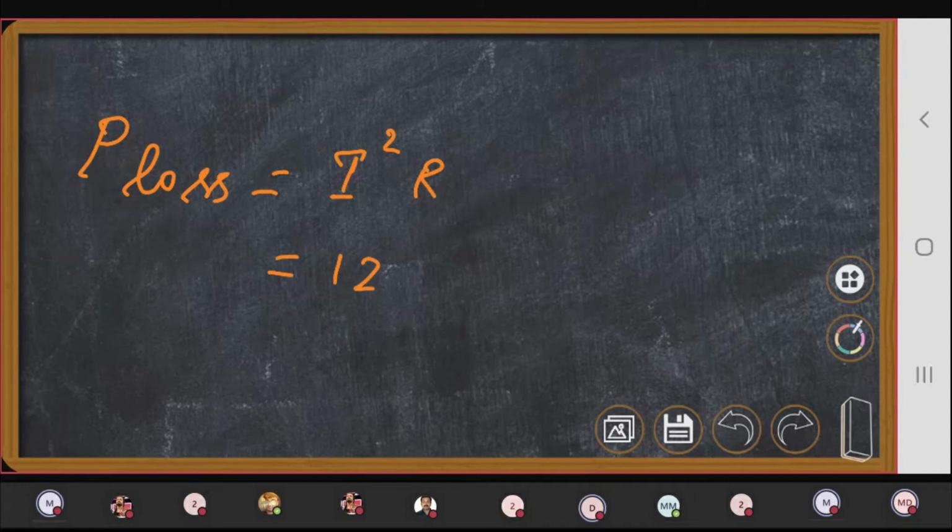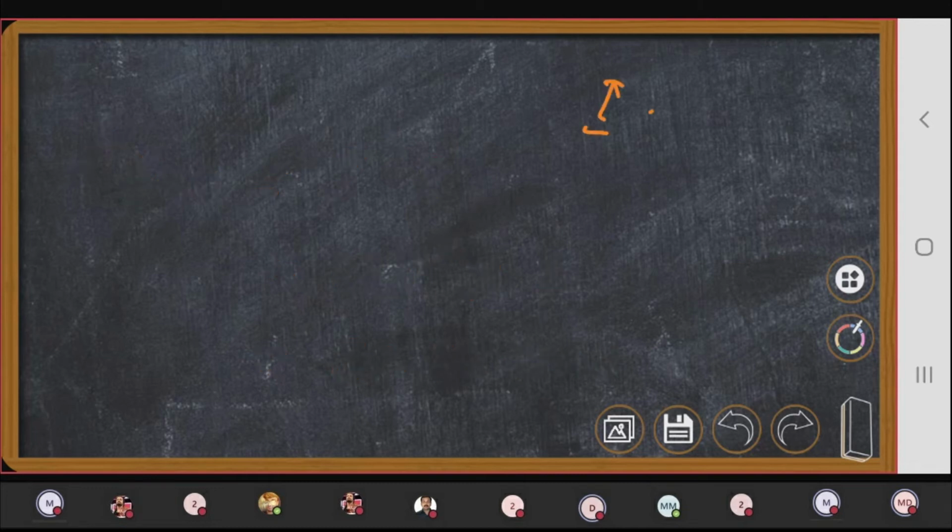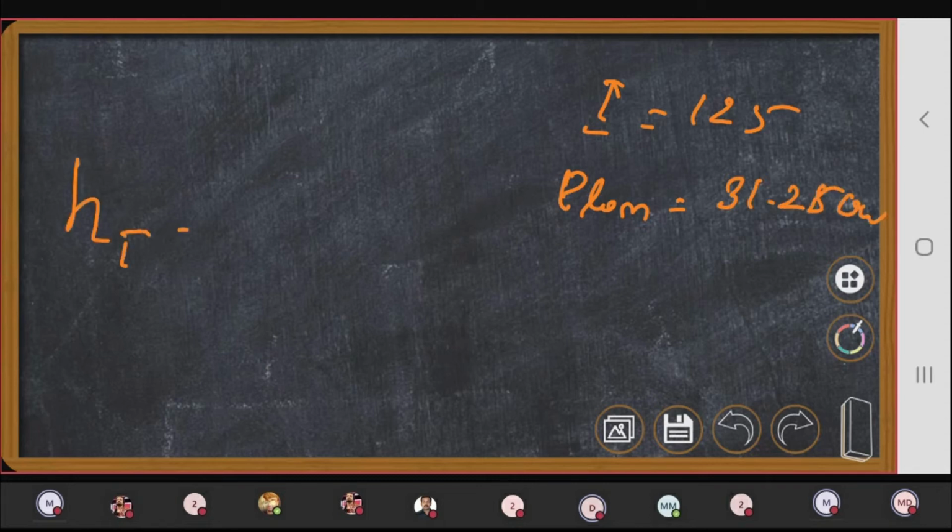The next one is we have to find out what is the loss. Loss we know is I square R. 125 squared, resistance is 2 ohms. So probably it is 31.25 kilowatt. So this is your loss. So we know the value for I and losses. I is 125. The loss is 31.25 kilowatts.